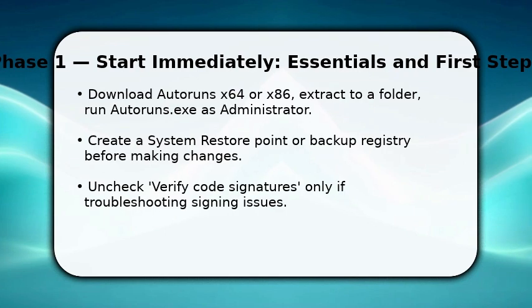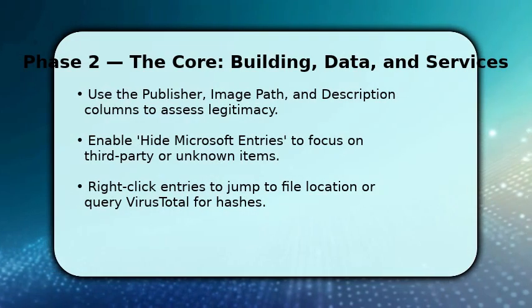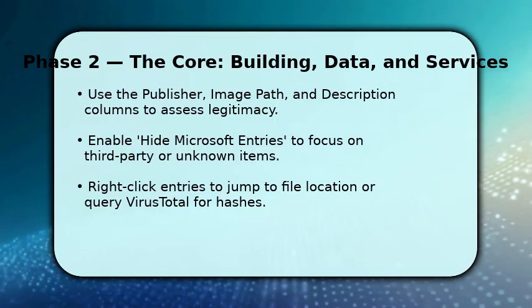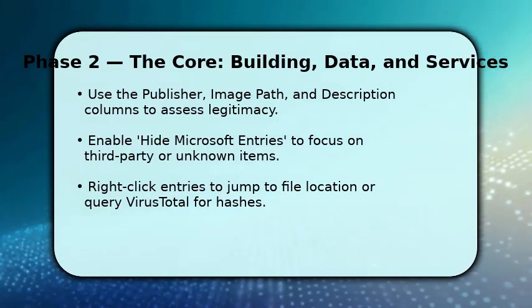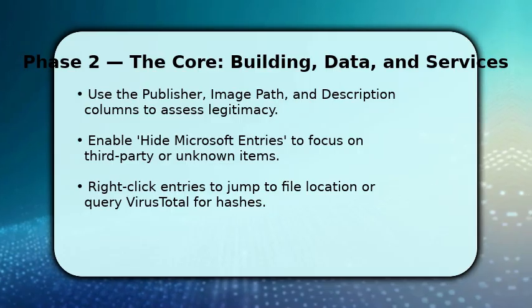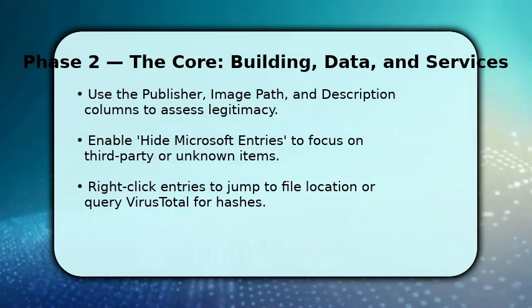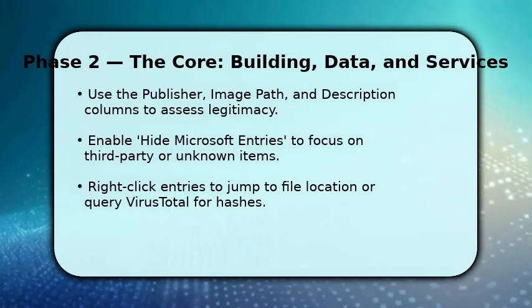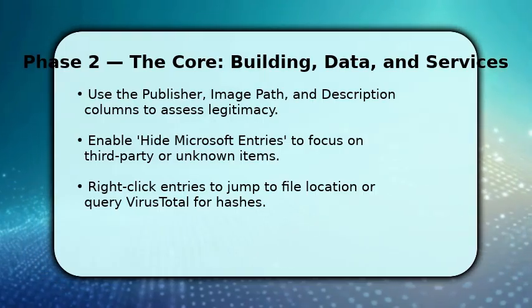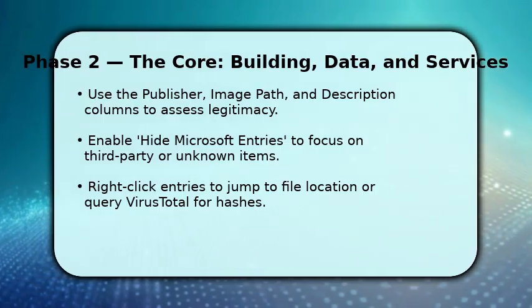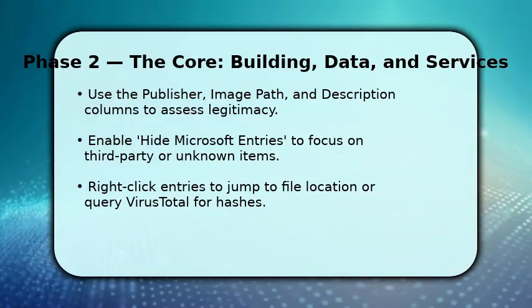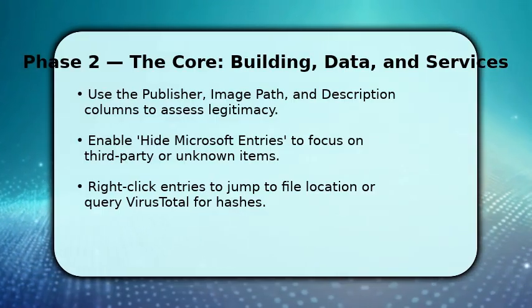Prioritize by publisher and image path because those show who signed the file and where it runs from. Once you isolate non-Microsoft entries, enable Hide Microsoft entries to reduce noise and focus on third-party auto starts. When you suspect an item, right-click and choose Jump to Entry or Open File Location, and use the integrated VirusTotal Lookup to check reputation.